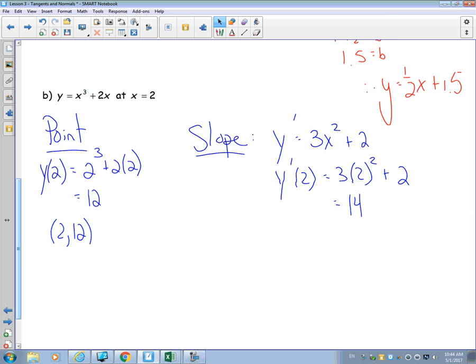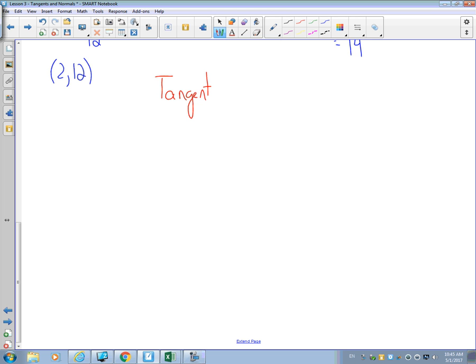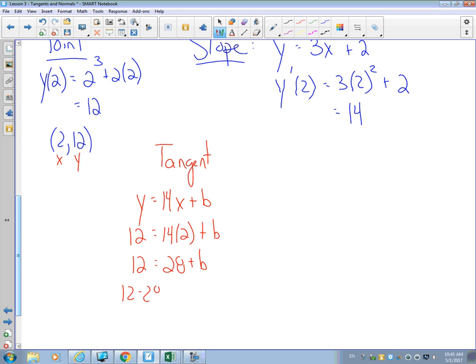Okay, so I've got 2 things I need to find. We'll do our tangent first. It's the easier of the 2. So my tangent, I'm going to fill in my slope that I know. I know right off the bat my slope is 14. I need to solve for b using a point. There's my point. So I'm going to fill it in for x and y and then solve for b. So 12 minus 28 is b, or negative 16 is b. Therefore, my tangent is 14x minus 16.